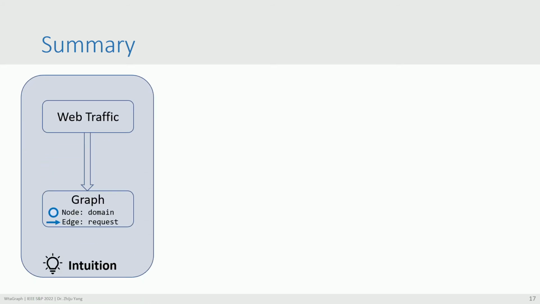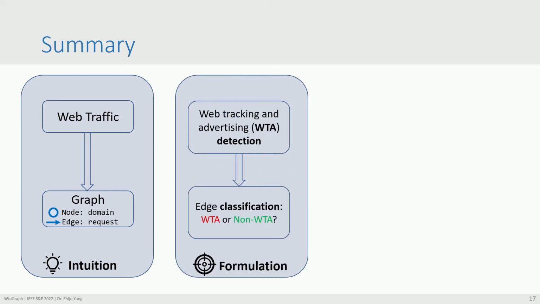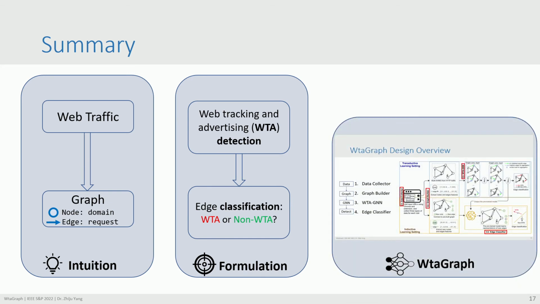All right. A quick sum up. So here our goal is that we want to have tracking and advertising detection. And the intuition is rather straightforward. We want to have this graph to represent the web traffic, in which the nodes represent the domains and the edges represent the requests. And we formulate this detection task as an edge classification problem. It's a binary classification. And then we design and build this WtaGraph. One of the key components is the WtaGraph neural network. And it does the work excellently.